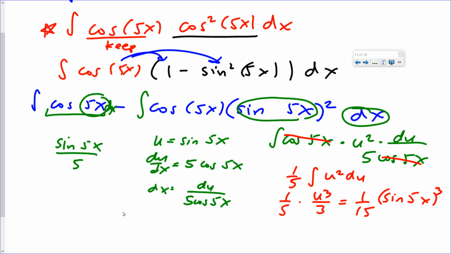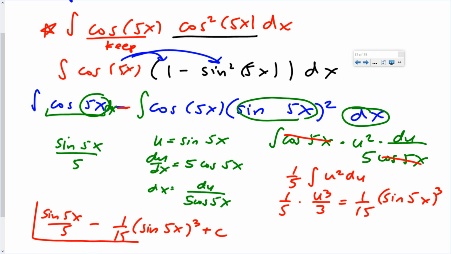Everybody good with that? Okay. So my final answer is going to be sine 5x over 5 plus, no, actually not plus. This is a minus sign here, so it'll be minus 1 over 15 sine 5x raised to the third power, and don't forget plus C. So there's my final answer.